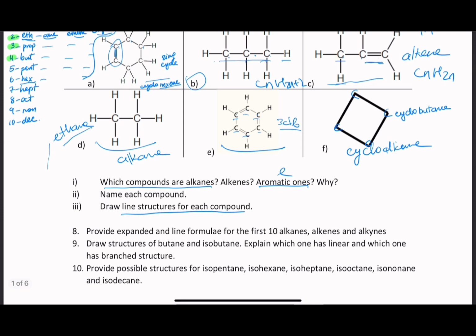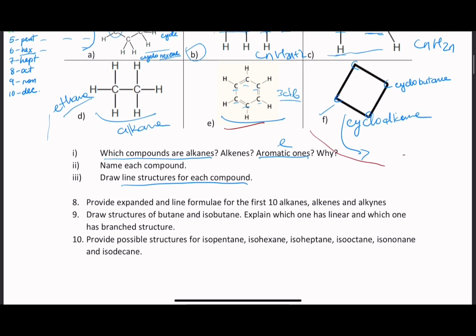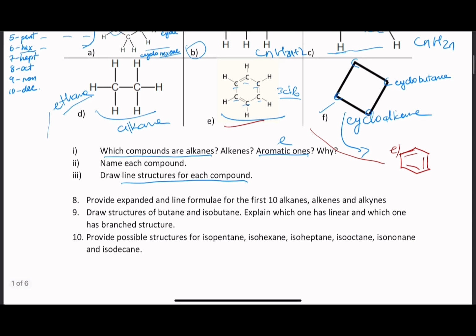Draw the line structure for each compound. So for F, the compound is already in a line structure, so I'm not going to draw it. But for the aromatic one, this looks like this. Okay, so the line structure is like this, and I have a double bond over here. So this is for E. And then for D, it just looks like a line.